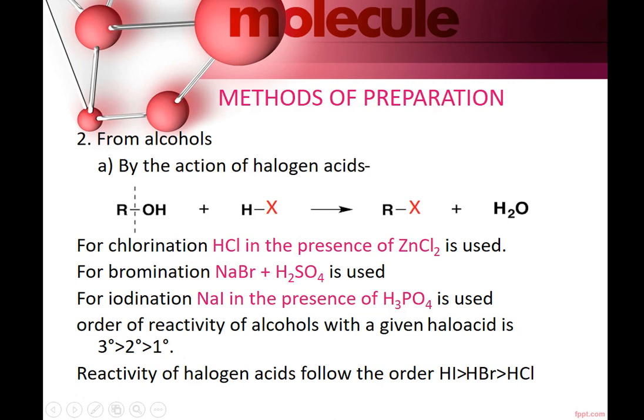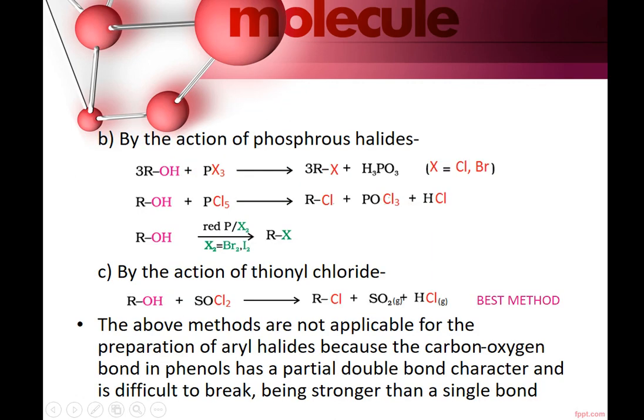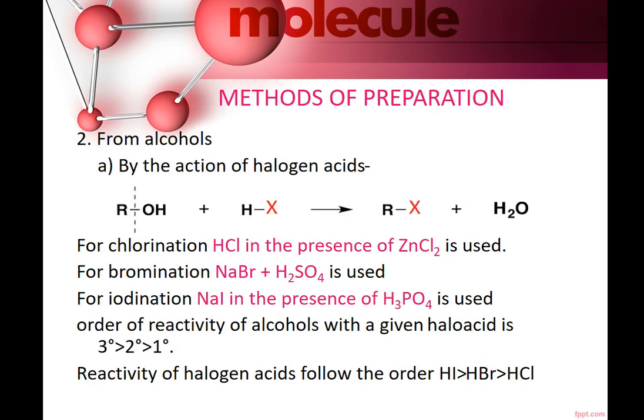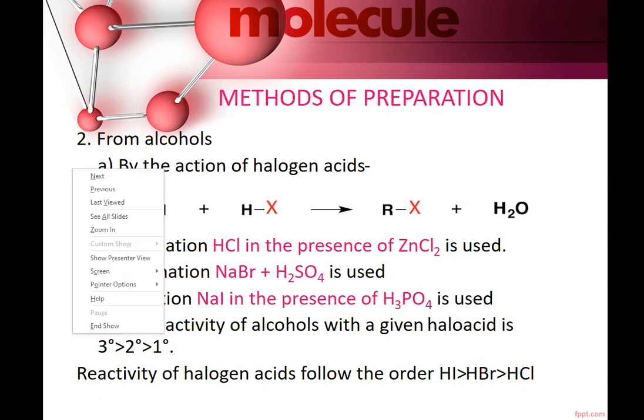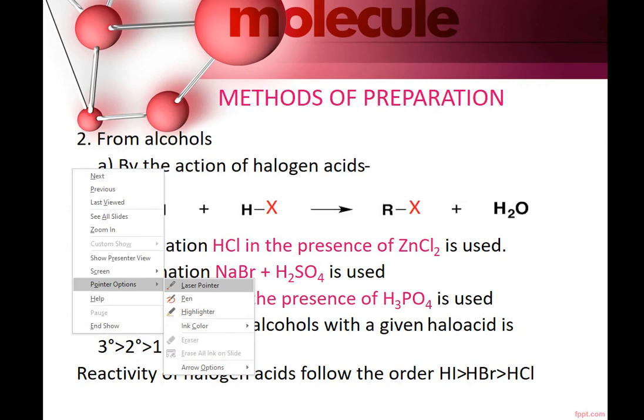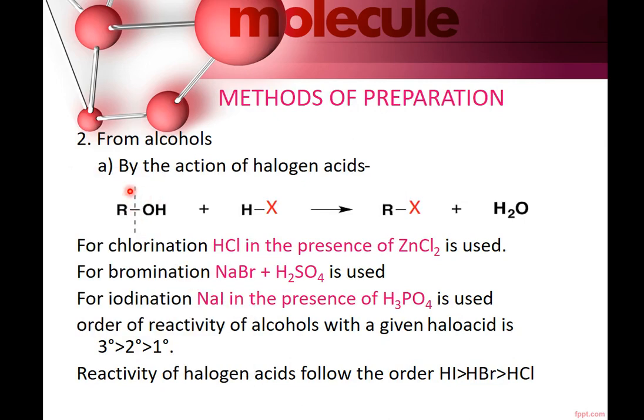You can see here, from alcohols there are many methods for the preparation of haloalkanes, and the first is by the action of halogen acids, HX. So this is alcohol. Reaction with a halogen acid, this may be HCl, HBr, HI, any. You get RX with the removal of water.